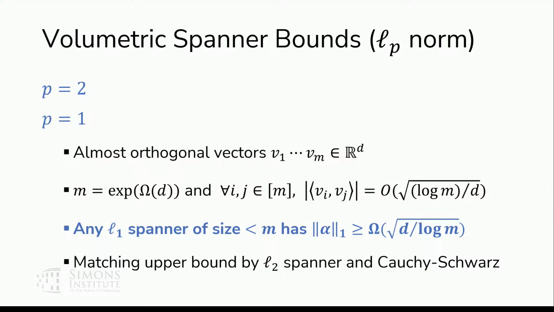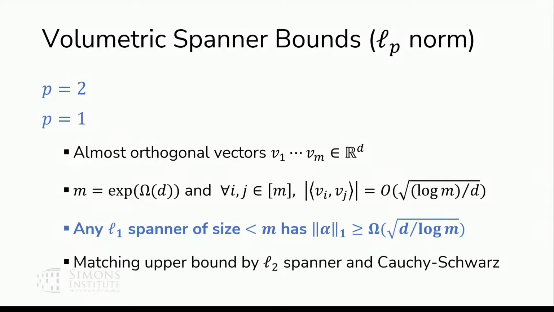And for p equal to 1, it's completely different from the case for p equal 2. To see that, there's a very canonical construction. Just consider almost orthogonal vectors in the d-dimensional space. So V1 to Vm are almost orthogonal, meaning that their inner product is on the order of square root of log m over d. And we know that there exist exponentially in d many of them.